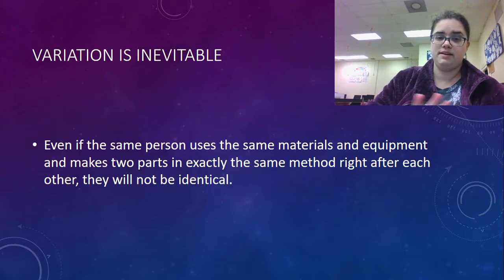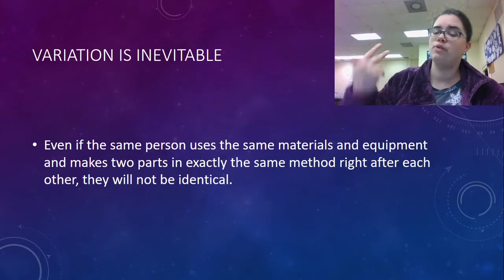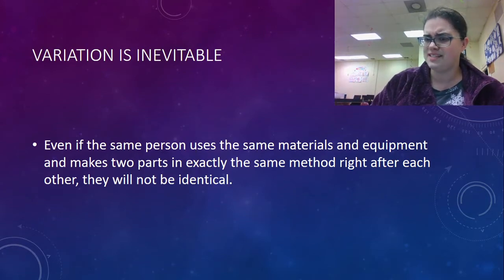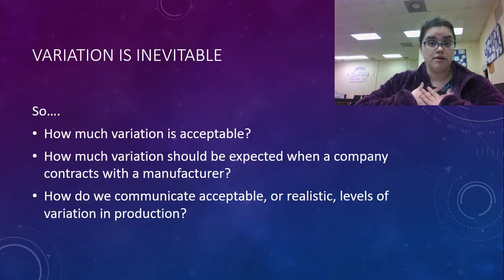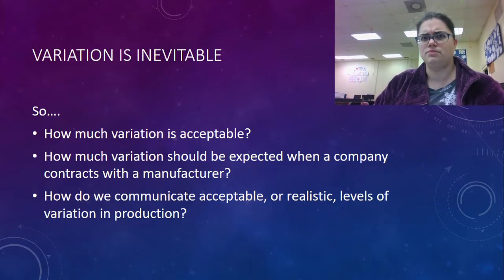So even if you make the same kind of thing, using the same materials, the same conditions, the same equipment, and the same method each time, they're not going to be identical. That's just the way it is. So we have to decide as a company, for example, if I'm designing a product or if I need to manufacture the product, how much variation is acceptable?